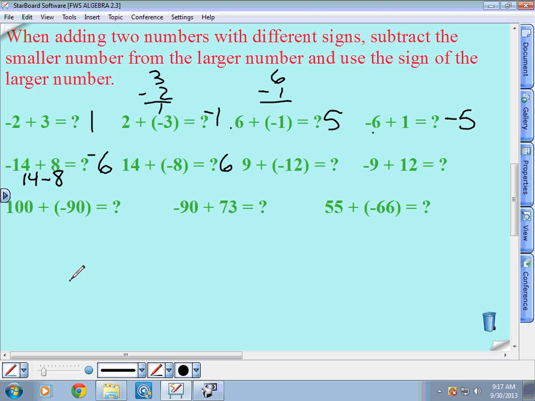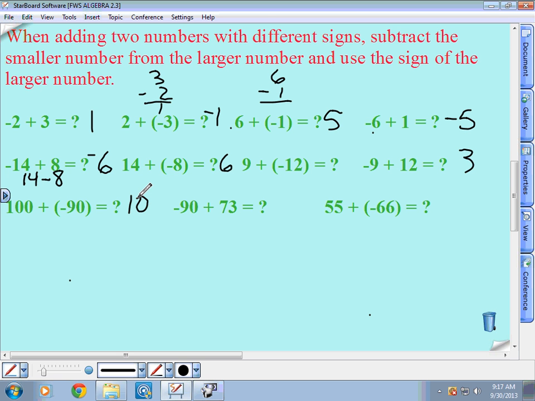Okay. Hojin. -9 plus 12. +3. Good. Larger number minus the smaller number. 12 minus 9 is 3. The larger number is positive. It's +3. Okay. Eric. 100 plus -90. 10. Good. 100 is the larger number. Subtract 90. It gives you 10. The larger number is positive. It's +10. Very good.